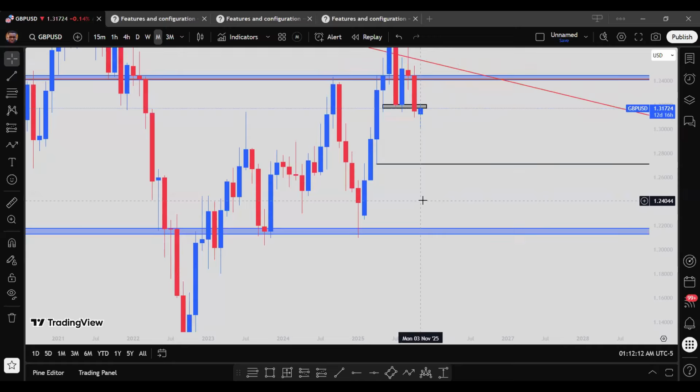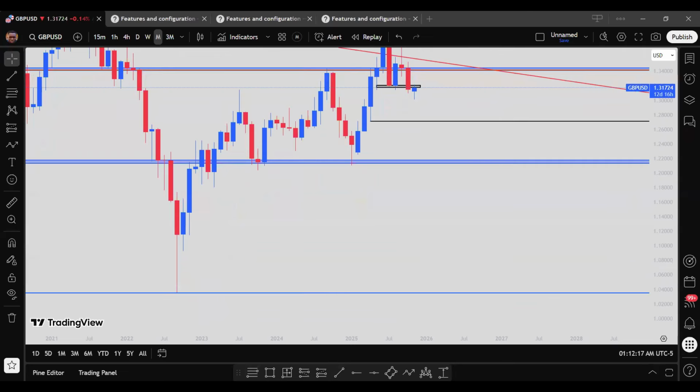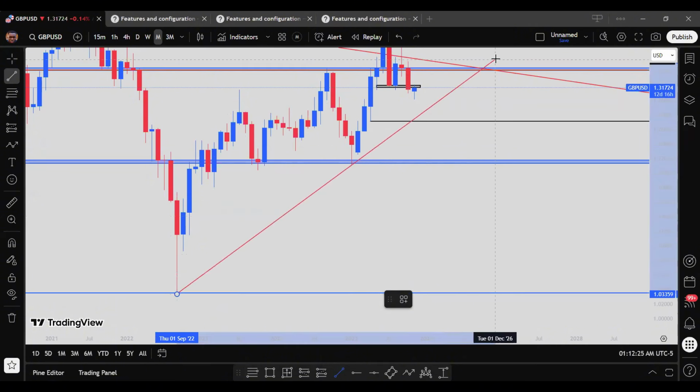But price is definitely going to be reacting from this black line, which was a key level, like a demand level, and also this ascending trend line. So price will definitely be reacting from it. This is how I'm looking at it.